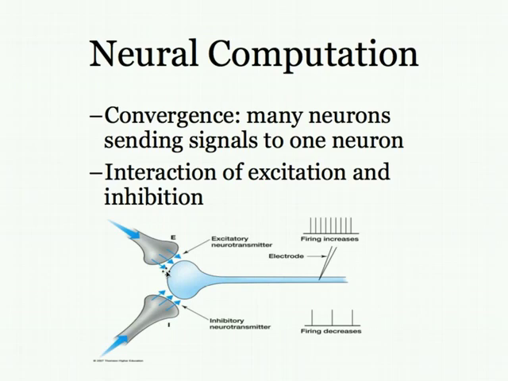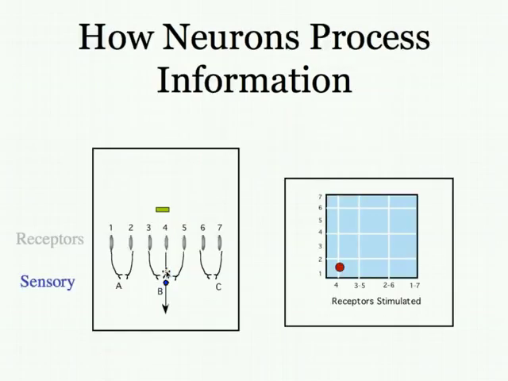So we went over a couple of simple principles of neural computation. These are principles that allow neurons to communicate with one another and change their firing responses. We talked about convergence, which is when many neurons send a signal to one neuron, and interaction of excitation and inhibition. These 2 principles allow neurons to do some pretty sophisticated things. We gave one example, a neural circuit in which these receptors are getting light stimulus, and we're measuring the response of this sensory neuron B. As we showed, the light is stimulating sensory receptor number 4, and you're going to get a certain response.